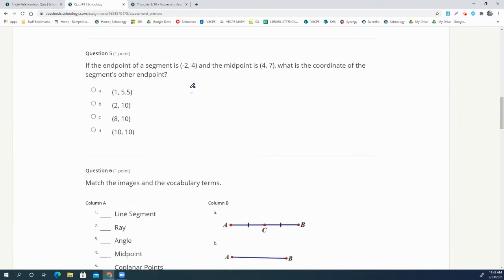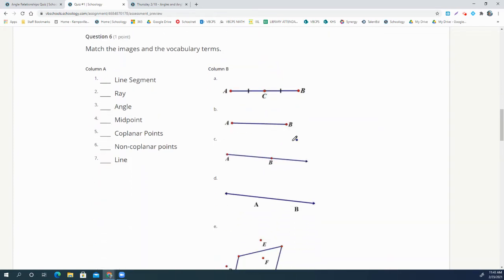If the endpoint of a segment is this and the midpoint of the segment is this, what is the other endpoint? Which method do I use, the table or the average? The table. Okay, so do it the exact same way, and the middle point has to go in the middle, right? Any questions on the matching here, the vocabulary?